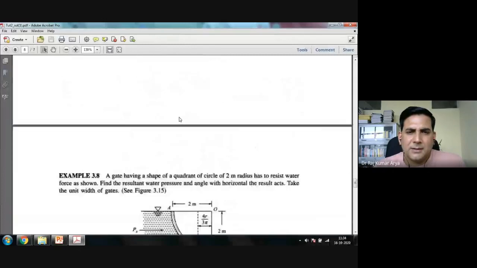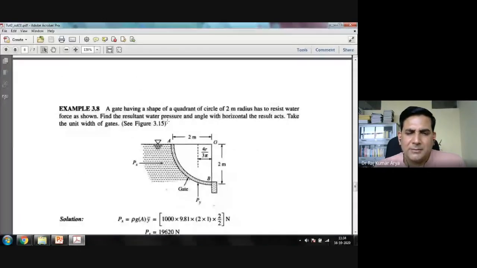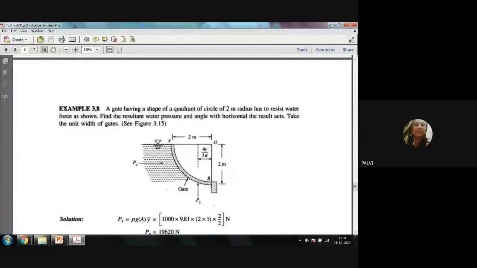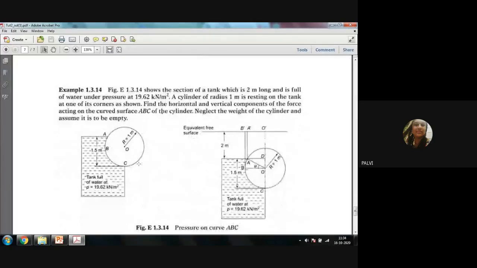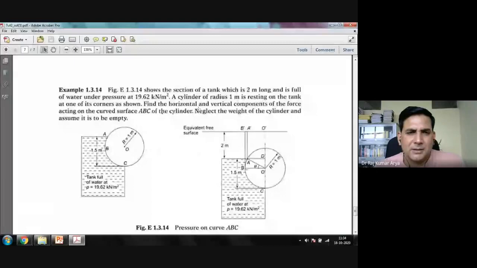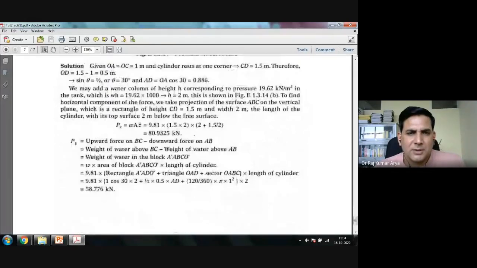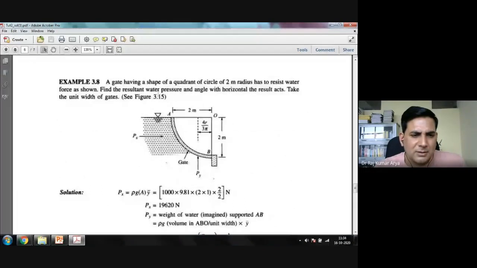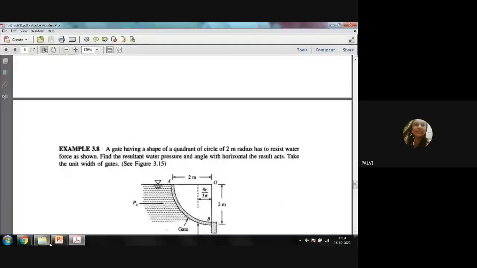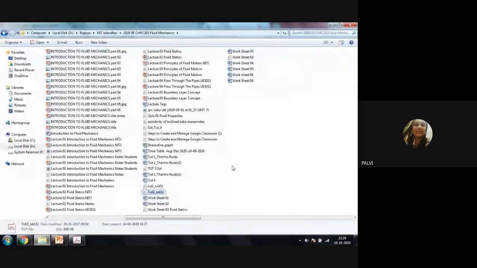Yeah, this one, a gate having a shape of quadrant of the circle. No, that one. Oh, this one, vertical square area. Where is that question? Vertical square area. Let me see what I have. In the assignment, it is question number 4. Okay, let me see.